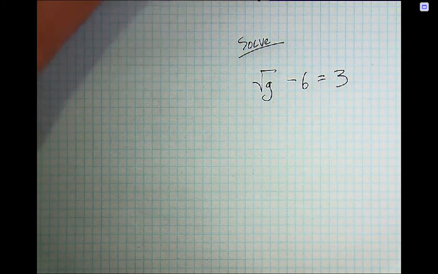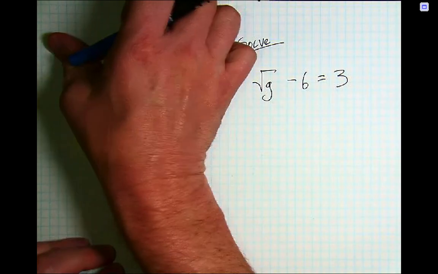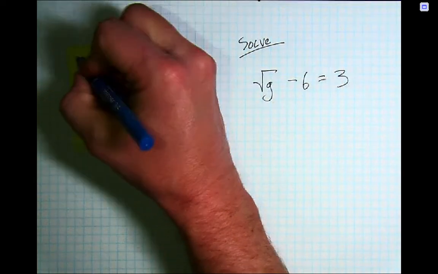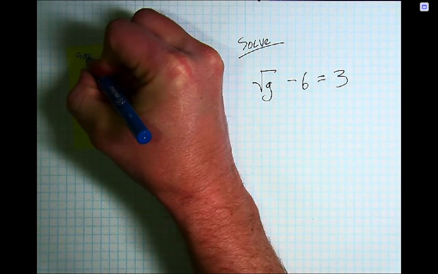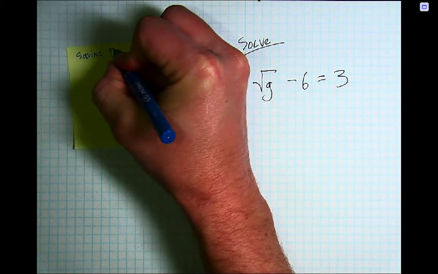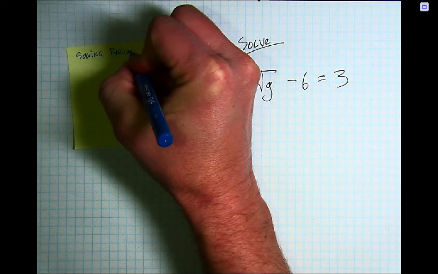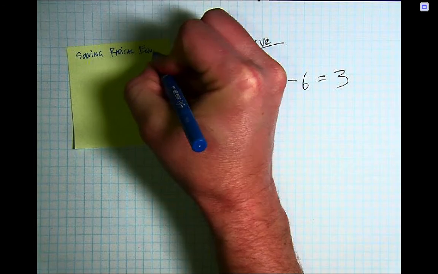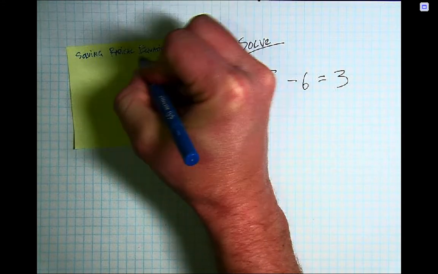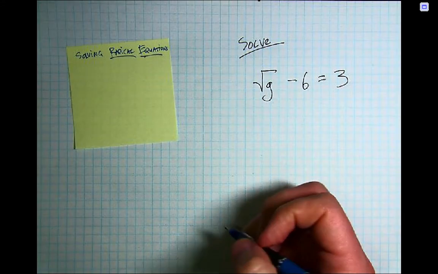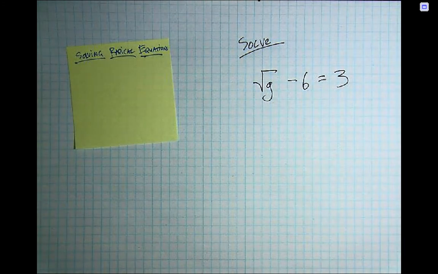Now, I want to give you a step-by-step problem solving method for solving what we're going to call radical equations. Why are we calling these radical equations? They're equations that have radicals in them, and we still need to solve for g.